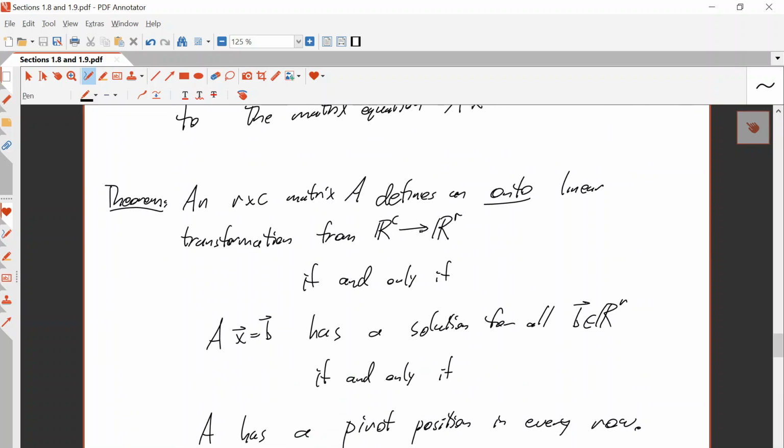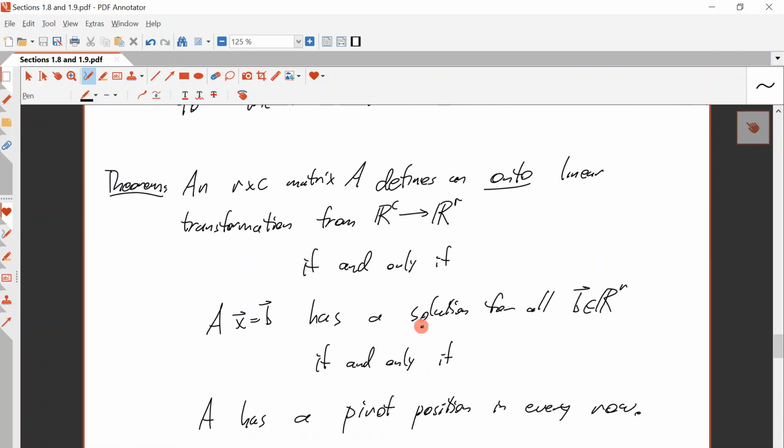And onto means for every B in the codomain, you always have a solution. You're always consistent for every B in the range. And that's if and only if A has a pivot position in every row. All right, so this pivot position business in every row or in every column gives you a real nice meaning in terms of linear transformations. Okay, so that's the lecture for this section.